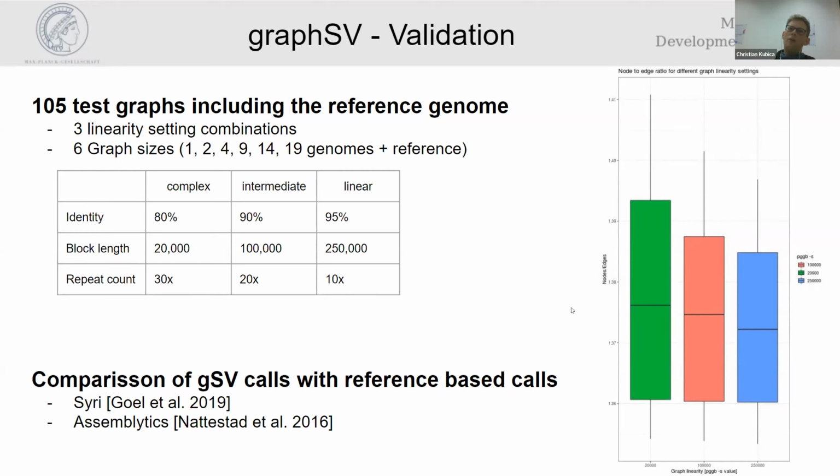On each of these graphs, we detect variance using graphSV, and then we compare it to 2 linear reference-based whole genome alignment structure variation detection tools. First of all, Siri, which uses Minimap2, and then based on this alignment, detects variation from this alignment, and Assemblytics, which is a pretty well-known tool.